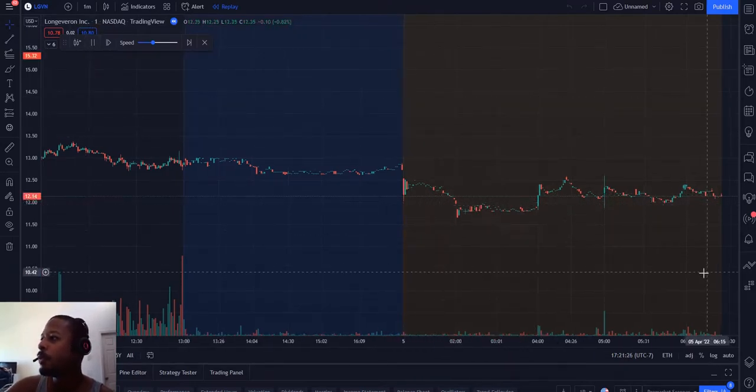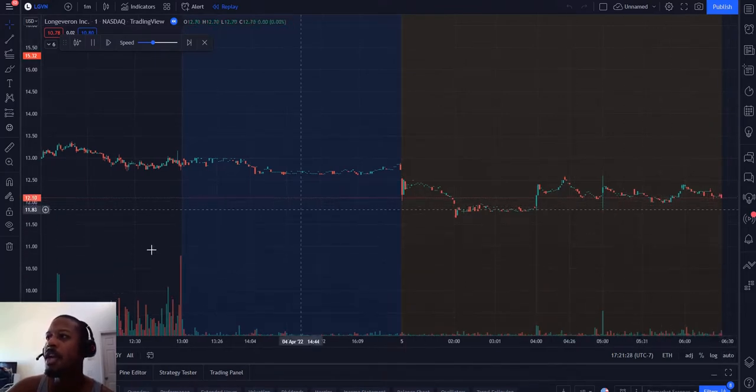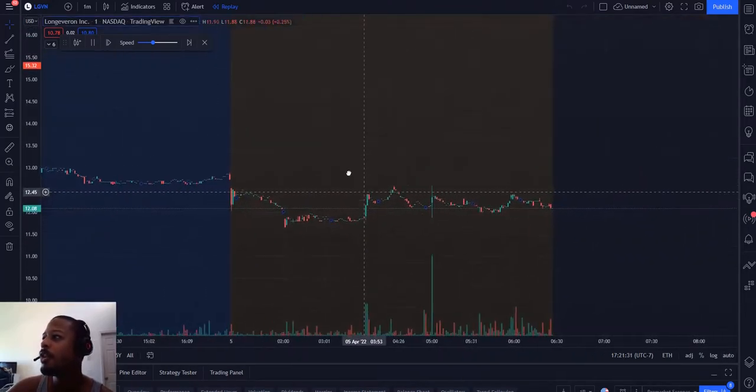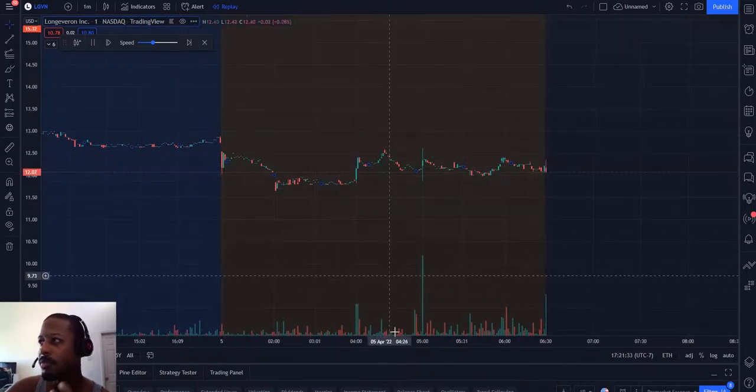So let's just start from the opening bell. As you can see, it's 6:30 Pacific time, 9:30 Eastern time. This is pretty much how this will work. The stocks will start moving.